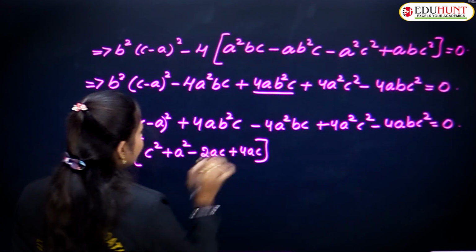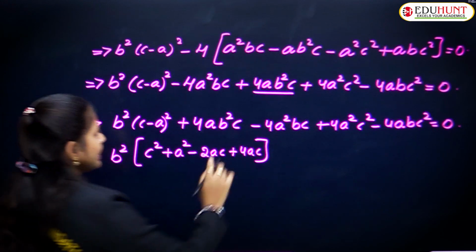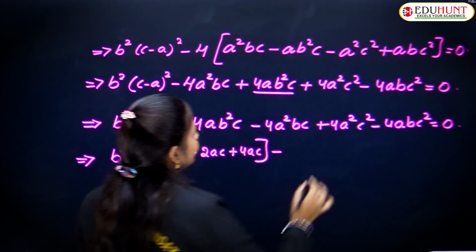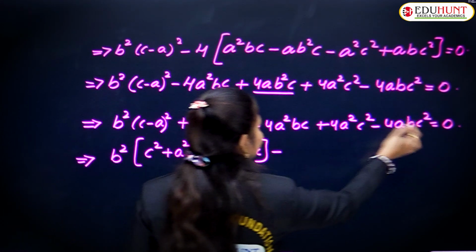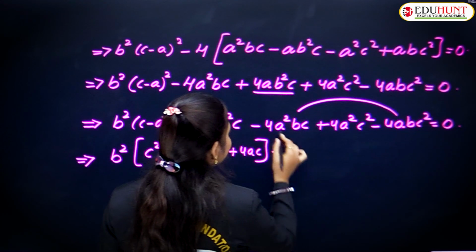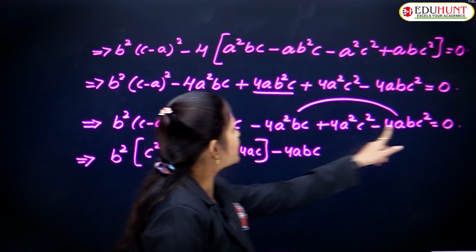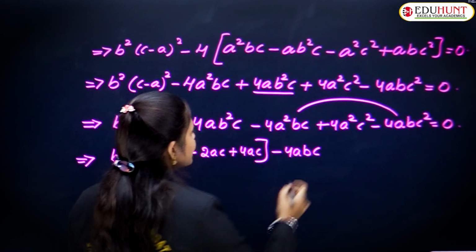So b square we taken as common, so that's why the leftover 4ac. Clear? Next, from these three terms, here a square c square is there. So from these three terms, just write together. Here from these two terms we can take minus 4abc as common. Yes or no? Here abc term is there, here also abc term is there. So take that minus 4abc as common.